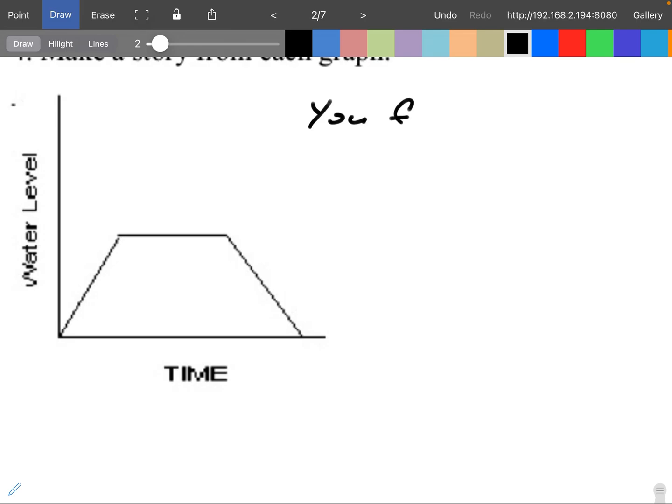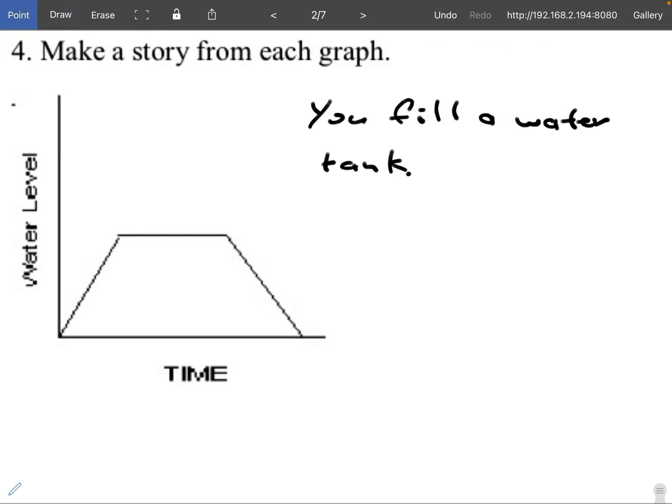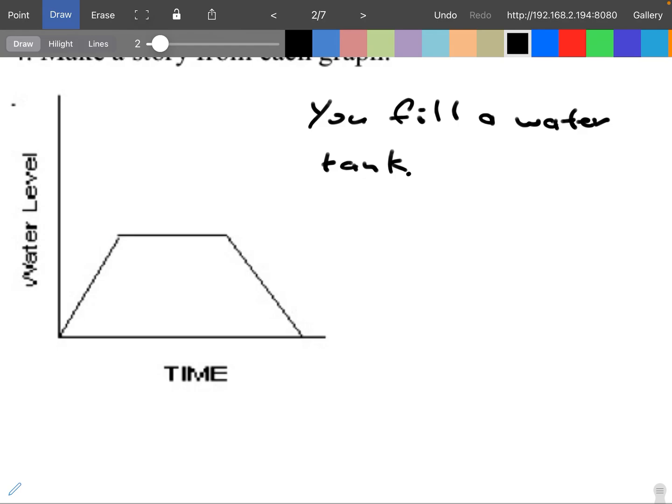So I don't know, we got to make up a situation for this. So how about this first section of the graph here, this part? Let's say we're filling a water tank. So we're going to write, you fill a water tank. We'll try to keep this simple. All right, that's the first section of the graph. Then here you do nothing, right? You just let the water sit.